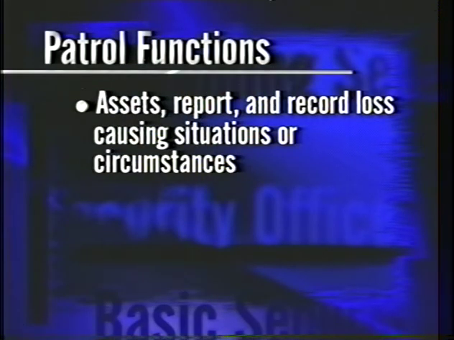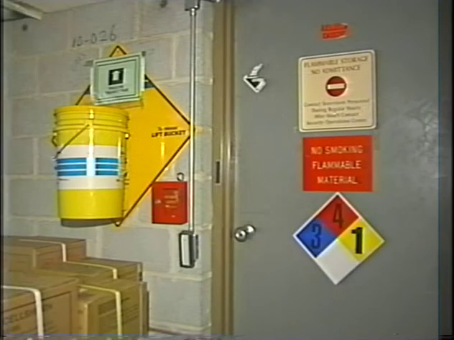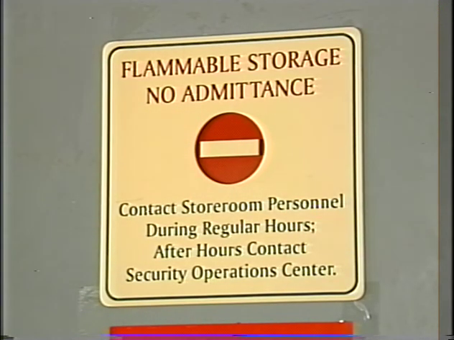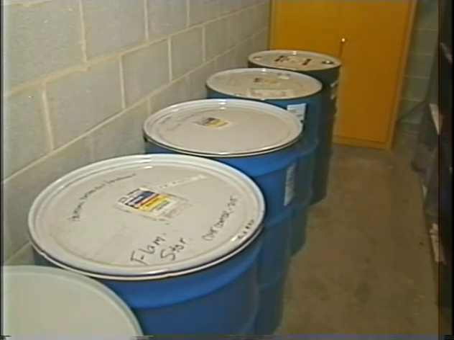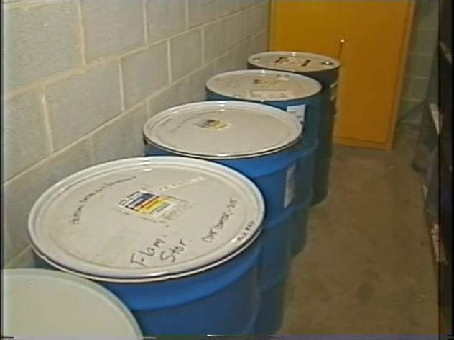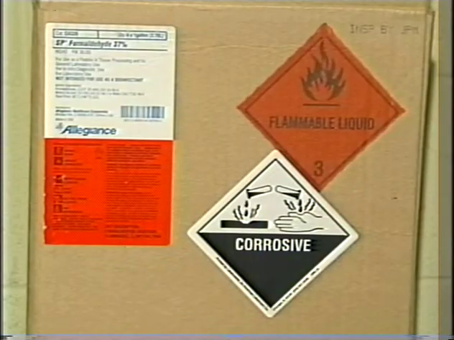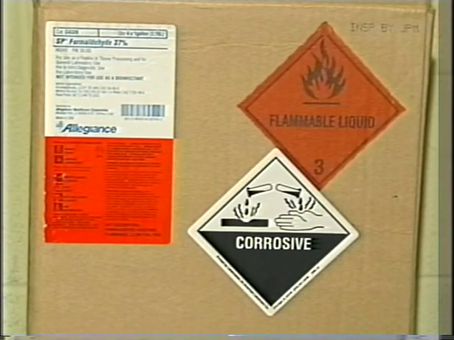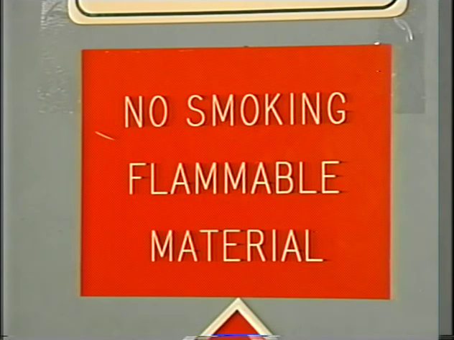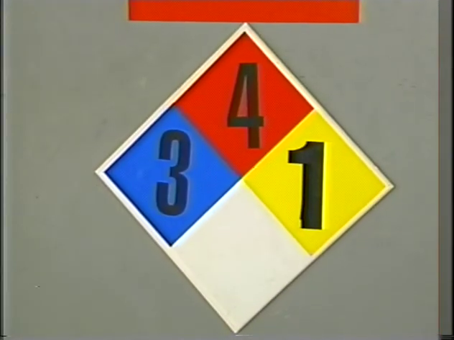Let's move on to reporting and the recording of loss-causing situations or circumstances. What we're talking about here is all types of fire, safety, or health situations. They may range from chemical spills and leaking pipes to dirty or unsanitary conditions. Anything that poses a threat to the health or safety of the people in your patrol area should receive your attention. We call this the intelligence agent role of security.